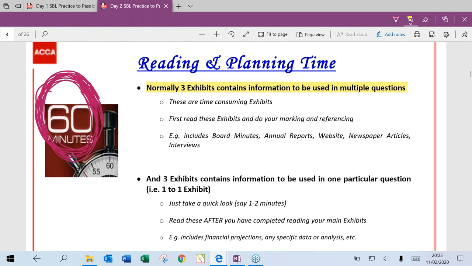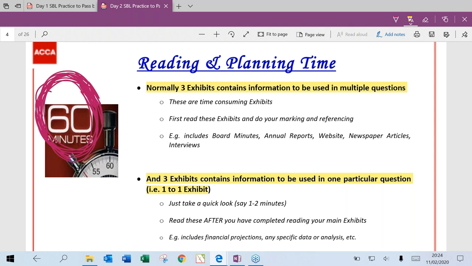Normally, out of 6 exhibits, 3 exhibits contain information which is to be used in multiple questions. The remaining 3 exhibits contain information to be used in one particular question, which are 1-to-1 exhibits. Those exhibits which contain multiple information are time consuming, and those exhibits which are 1-to-1 take less time.